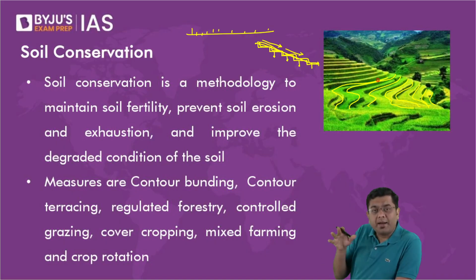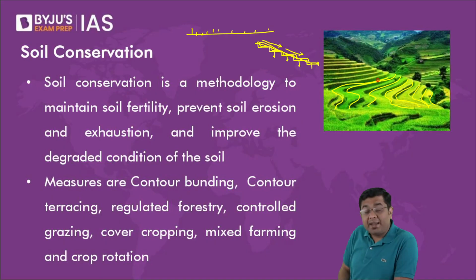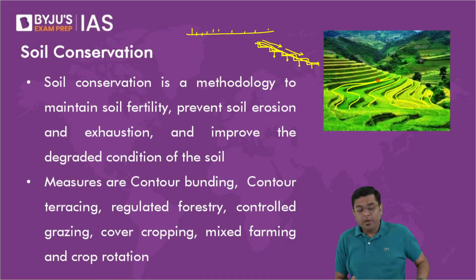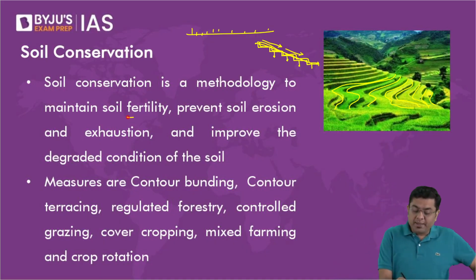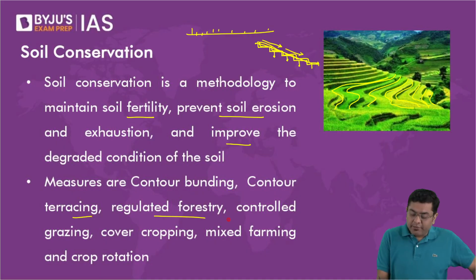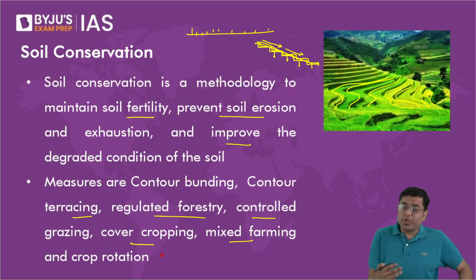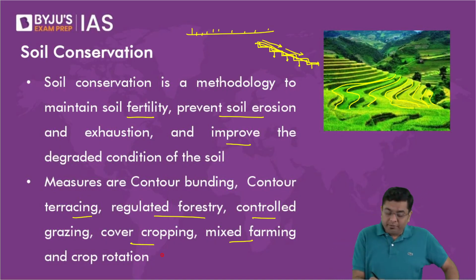There you had a wide scale implementation of terrace farming, and that significantly increased the overall productivity of that area. So the overall productivity suddenly increased. Soil conservation is a methodology to maintain soil fertility, prevent soil erosion and exhaustion, and improve the degraded conditions of the soil. Measures such as contour terracing, regulated forestry, controlled grazing, cover cropping, mixed farming, and crop rotation can be done to recharge the soil fertility.